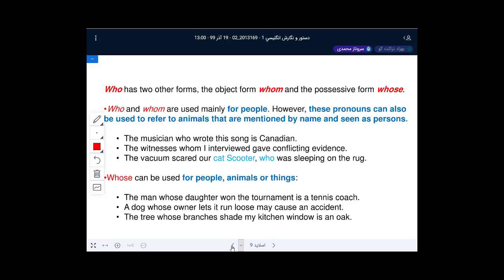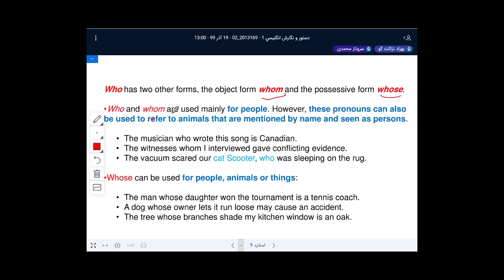Who, to the object whom and the possessive form whose. Who and whom are used mainly for people. However, these pronouns can also be used to refer to animals that are mentioned by name and seen as persons. Look, who is one of the connectors. It is a relative pronoun, okay? But it has two forms. It is subjective, but it can have two other forms. One is objective form, whom, and one is possessive form, whose.